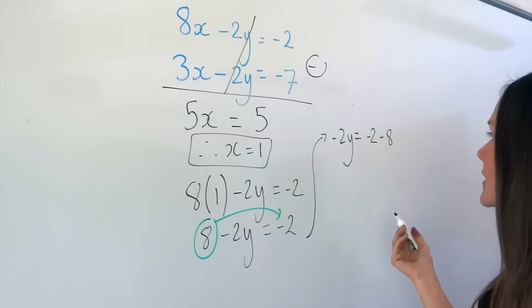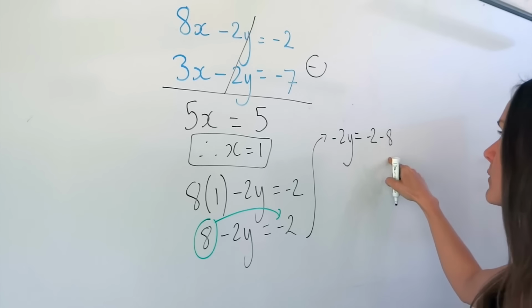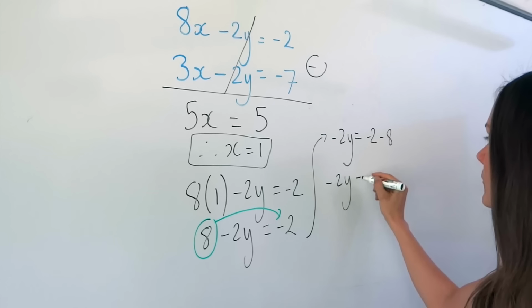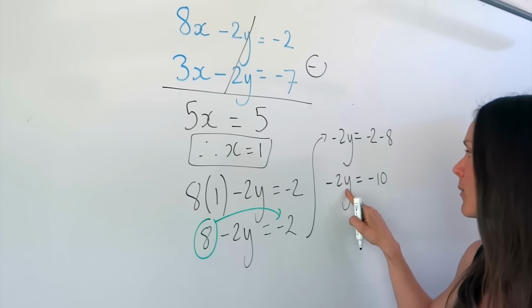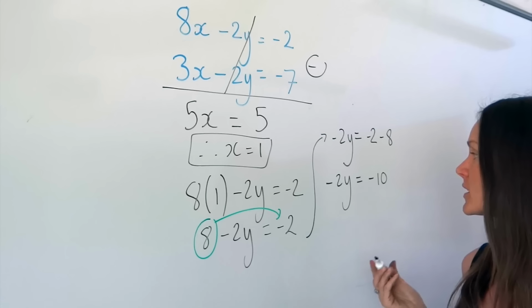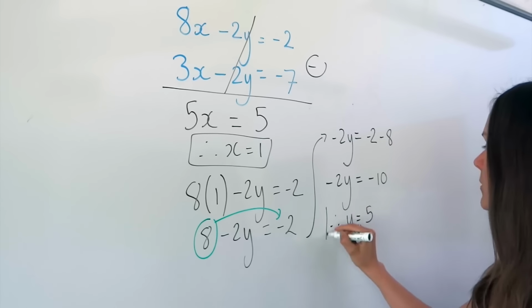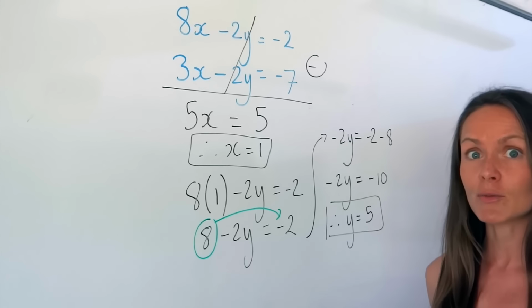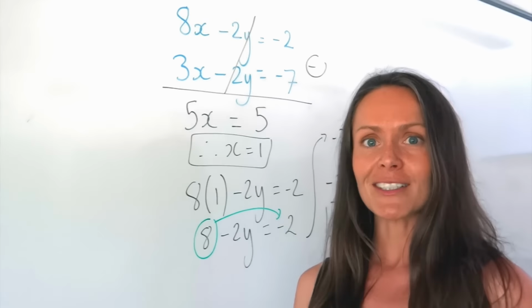So let's tidy this up. On the right-hand side, minus 2 take away another 8 gives me minus 10. So, minus 2 multiplied by y gives me minus 10, which means y must be 5, because minus 2 times 5 gives me minus 10. So, one more example, and then that's it for today.